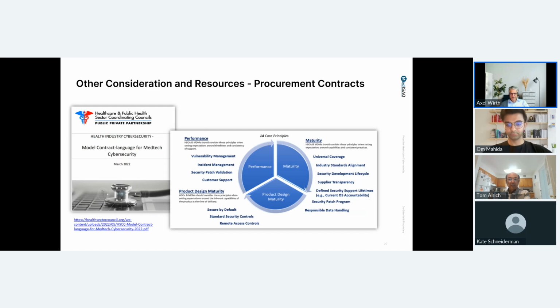There is also then another HSCC document, the Model Contract Language for MedTech Cybersecurity, the MC2, that talks about 14 core principles that define various aspects around performance maturity and product design maturity between the MDM and the operator, and how that can be contractually articulated. So as a hospital, you can look into this document and literally lift contract clauses pertaining to cybersecurity into your procurement contracts. Now, this document is currently being updated.